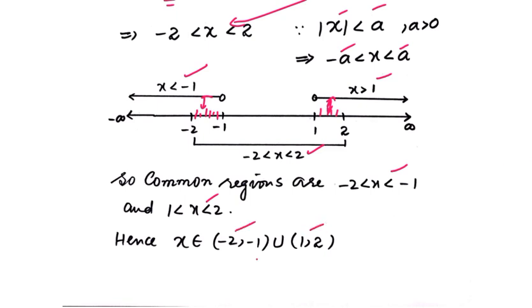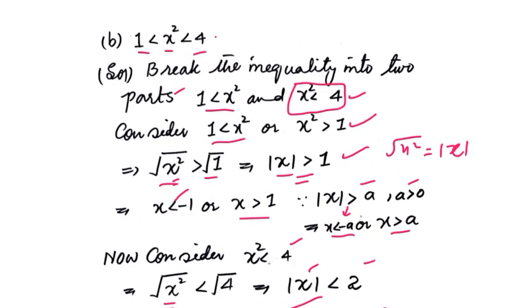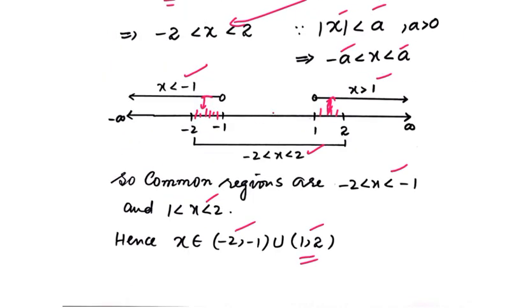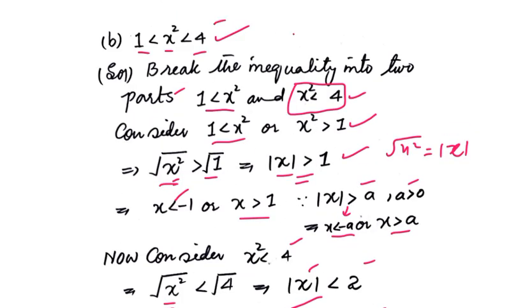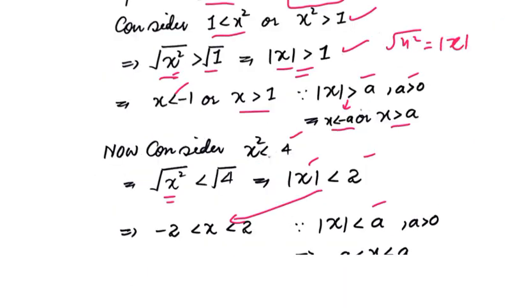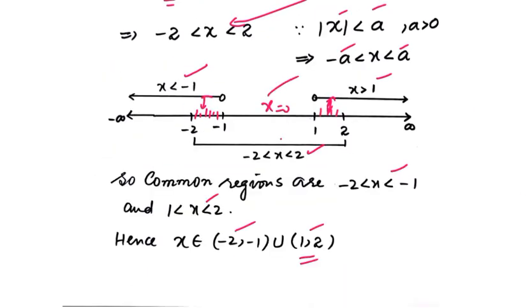Further, you can verify that by choosing any value from the solution set and plugging that value into the given inequality. If the value satisfies the given inequality, it means you have correctly found the solution. For example, if we put x equal to 0 here, this gives 1 less than 0 square less than 4. This is equal to 1 less than 0, 0 less than 4. Half of the inequality is correct, that is, 0 is less than 4, this is correct, but 1 less than 0 is not correct. It means you are choosing the wrong value from the solution set. X equal to 0 cannot be in the solution set.